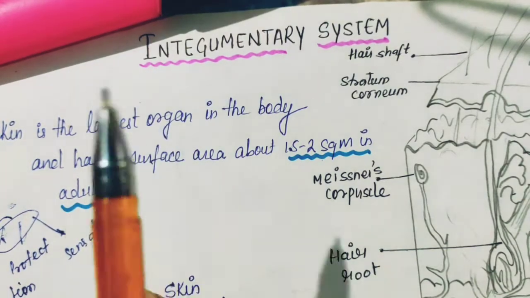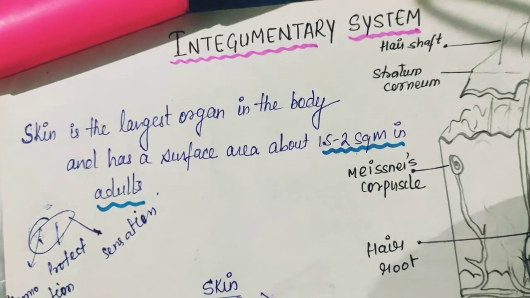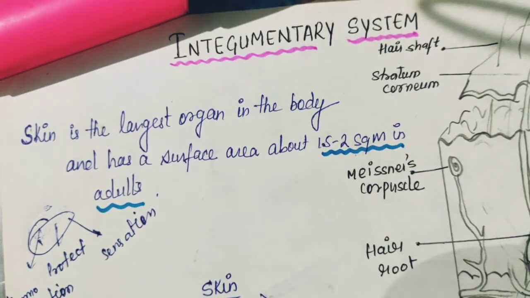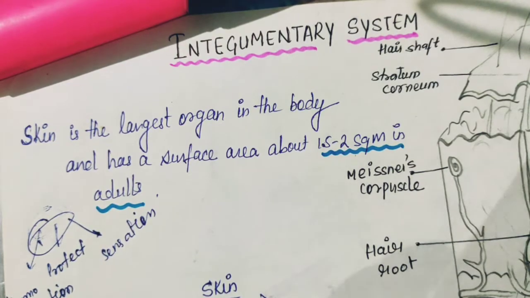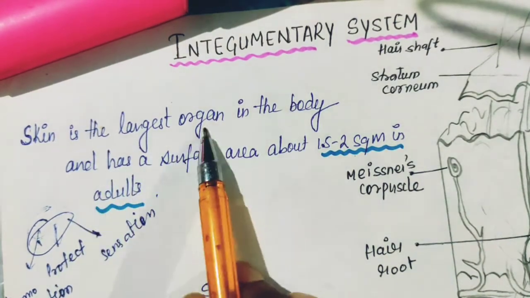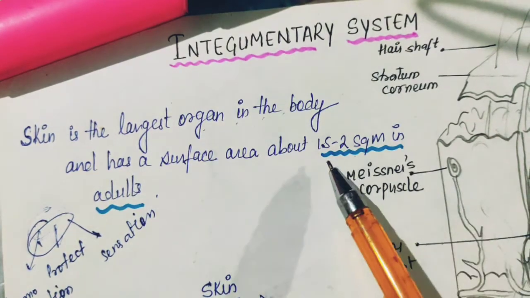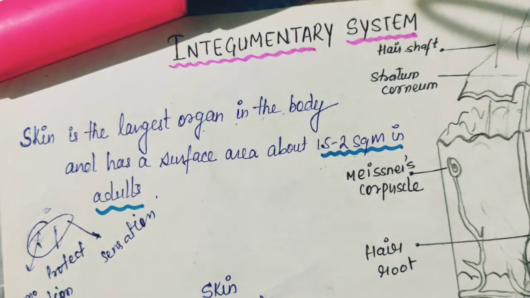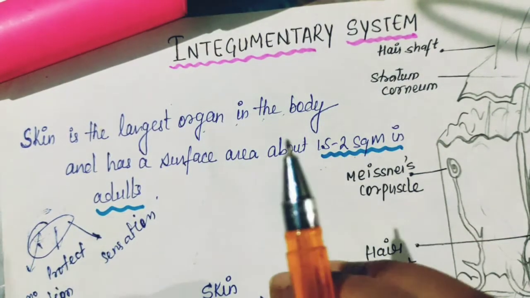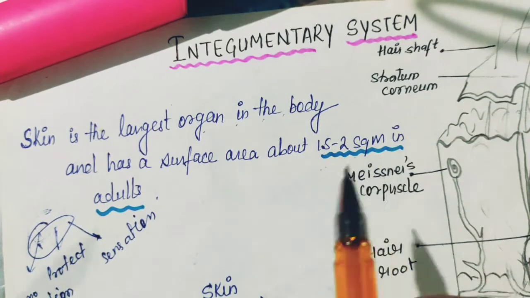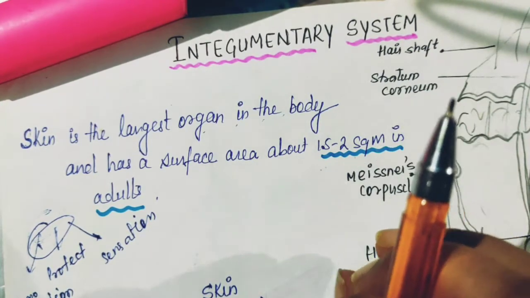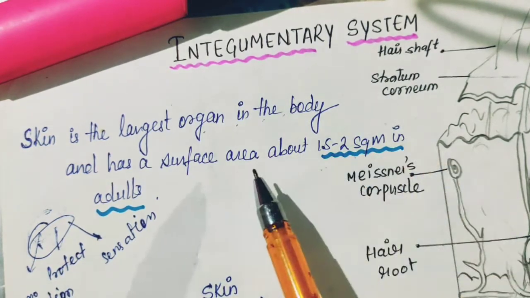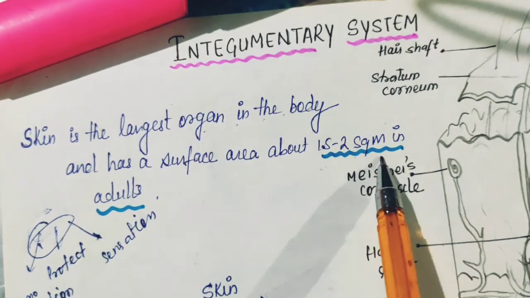Let me start with the skin. The integumentary system is not only about the skin, it has many accessory structures: hairs, nails, and glands also. So first we'll start with the skin. Skin is the largest organ in the body and has a surface area of about 1.5 to 2 square meters in adults. In every competitive exam you will get 3 to 5 questions about skin. It is a small topic, but very important.